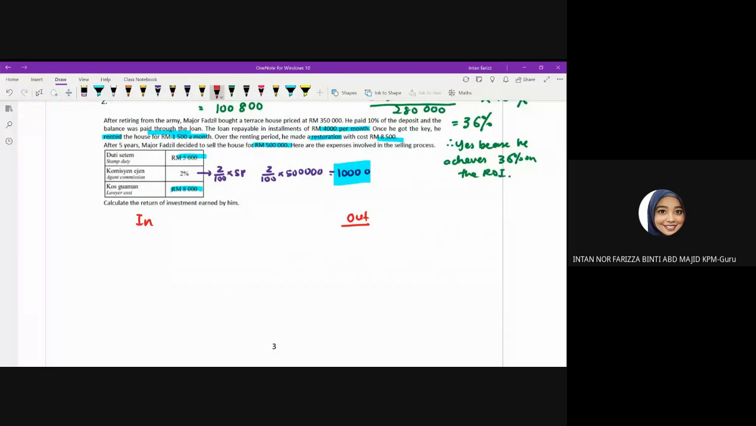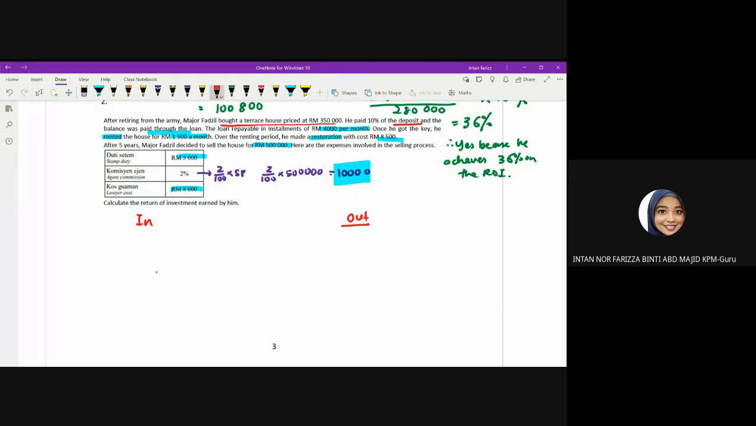Can you tell me what's the first in? Try to unmute, because it's difficult for me to look at the chat box. Which one is the in? Let's not look at the in first, let's look at this. Major Fazil bought a terrace house at 350,000. But can we put 350,000 inside? Cannot, because we have to consider the deposit and any loan that he paid. So 350,000 is not included.